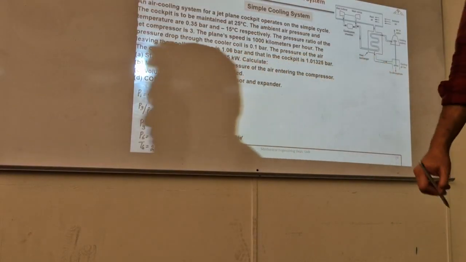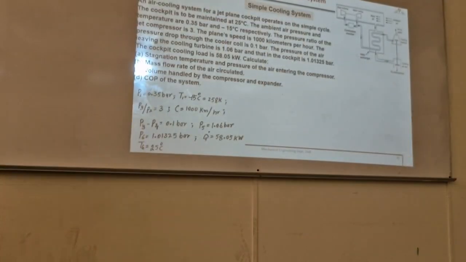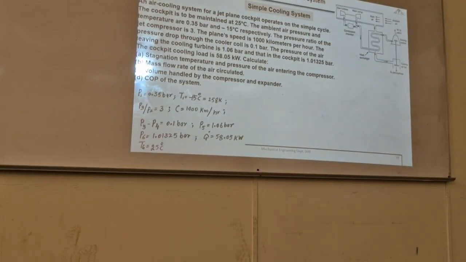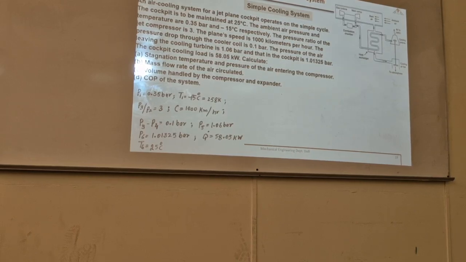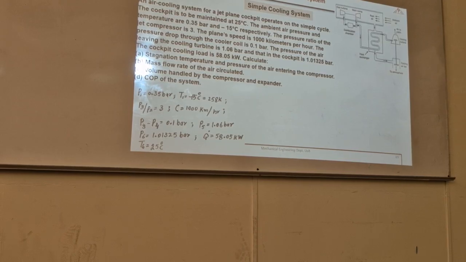So we started chapter 5, and we covered the initial theory, and also we solved one numerical problem related to the air cycle refrigeration system. So let's continue where we left. Let's do another problem. Here we have an air cooling system for a jet plane.